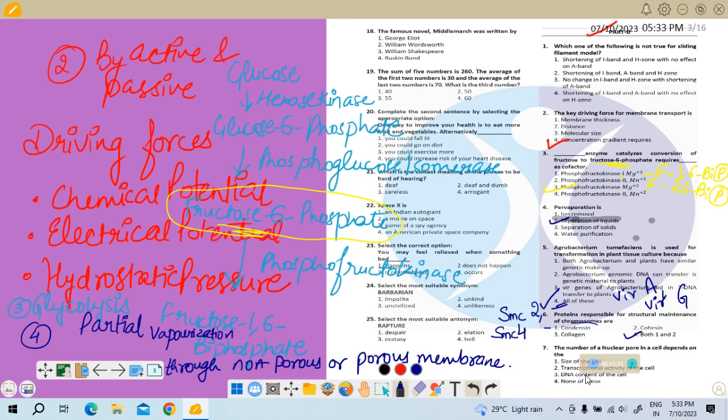Okay, then next question is question number 7. The number of nuclear pores in a cell depends on the size of cell, transcriptional activity of cell, DNA content of cell, none of these. The number of nuclear pores in a cell depends on the transcriptional activity of the cell. So transcription is the formation of RNA from DNA.